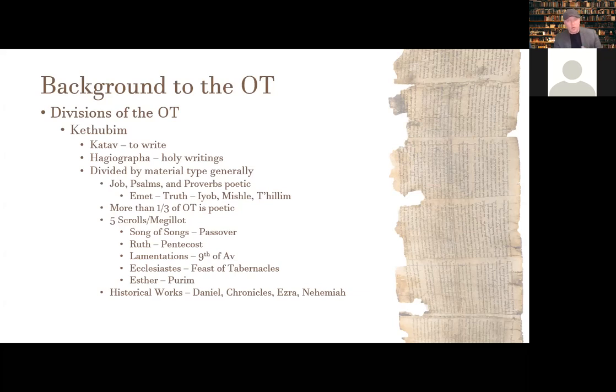Those are all seen as prophetic writings, and they're all seen as one text. I put this neat little thing here, just a tidbit of information. In the ancient world, they referred to these three works right here, Job, Psalms, and Proverbs, as emet. And if anybody knows a little bit of Hebrew, we know that the word emet means truth.